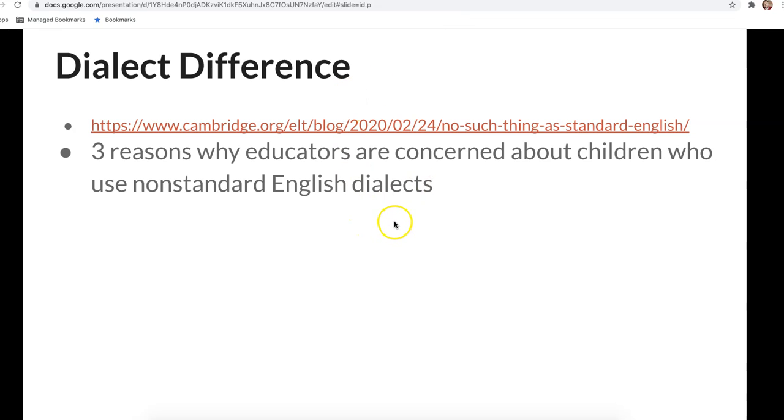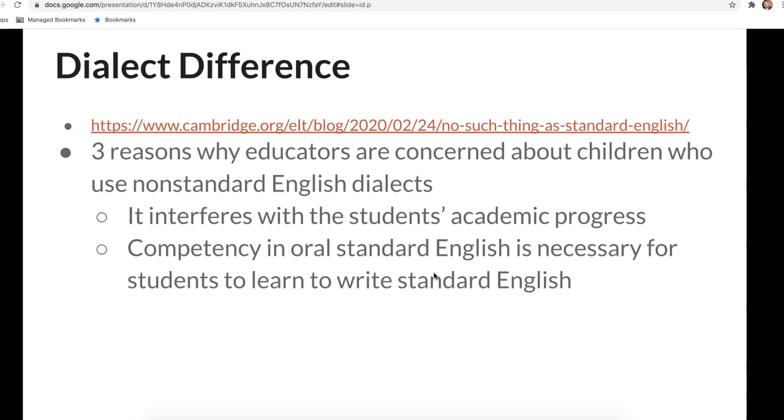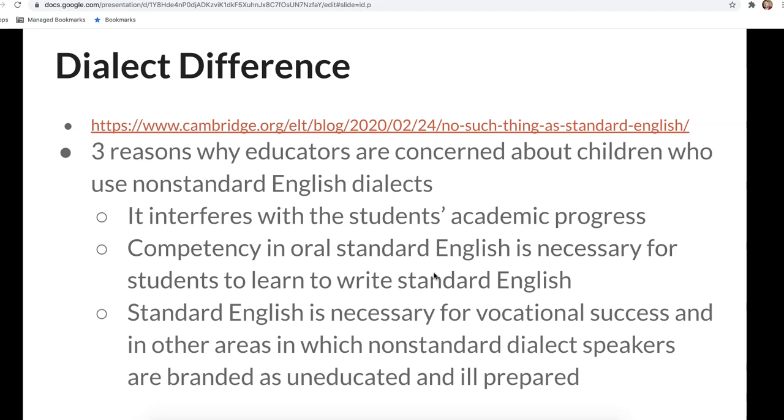However, right, your book does talk about standard American English. So 3 reasons why educators are concerned about children who use non-standard English dialects. Number 1, it interferes with the student's academic progress, right? But that's really related to the second one, right? So competency in oral standard English is necessary for students to learn to write standard English. Right. So that is an idea, right? So that first one, it interferes with academic progress, right? That's really based on writing, right?